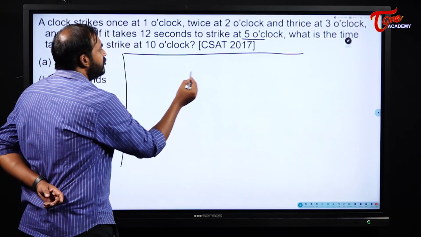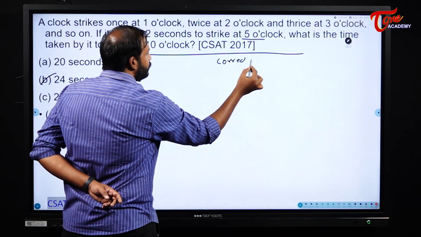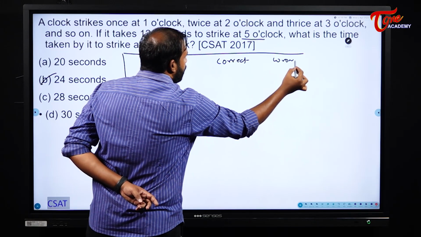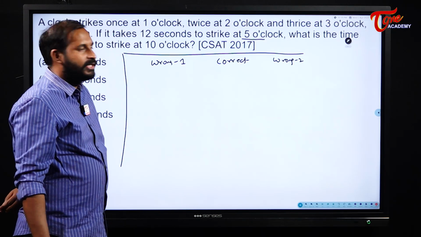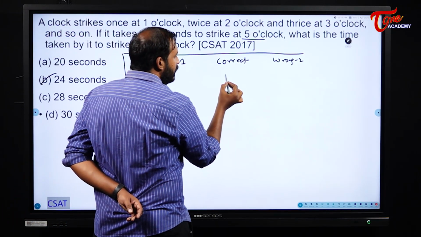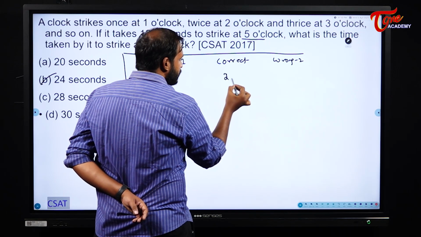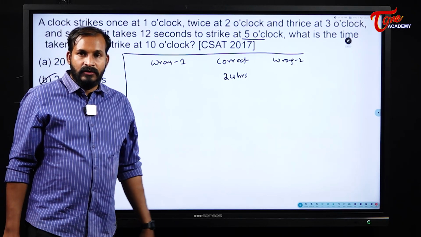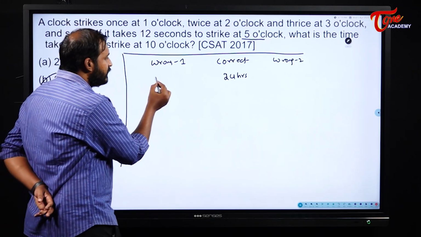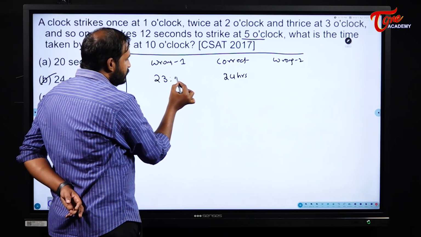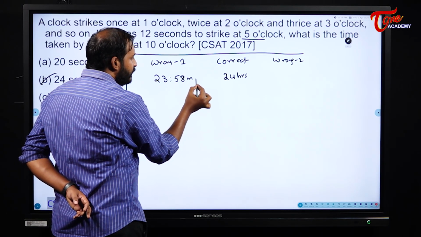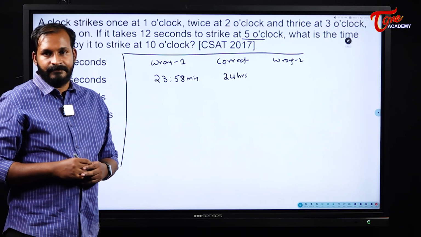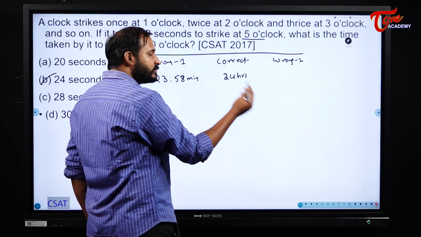Now, see here, correct, wrong one, wrong two. Anyway, both the clocks are wrong only. In a correct clock, assume that now the time is some 12 or 24 hours. In a correct clock, if it covers 24 hours, in my first losing clock, how much it will show? It will show only 23 hours, 58 minutes, right? Why? Because it will lose the time.